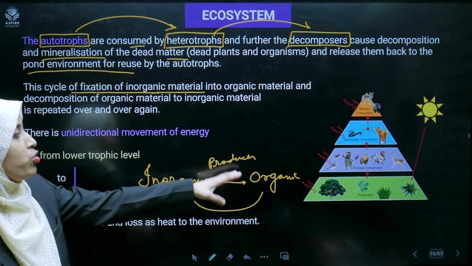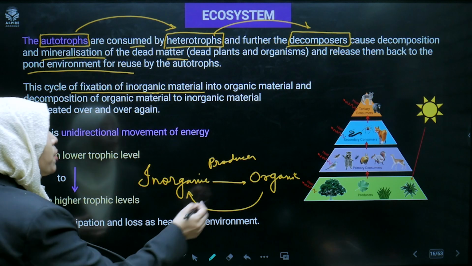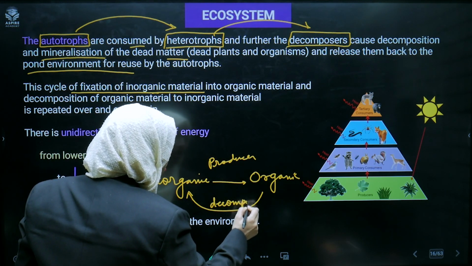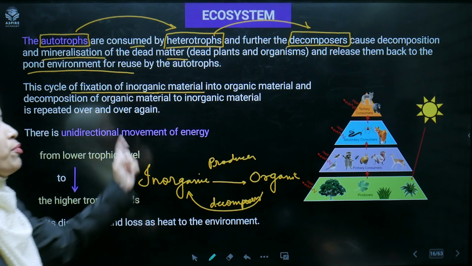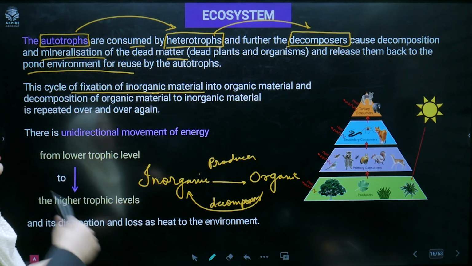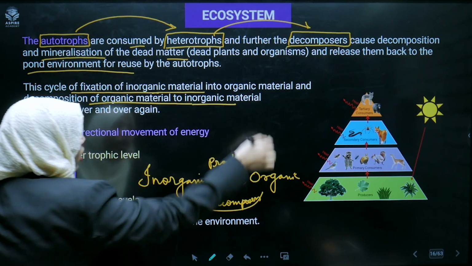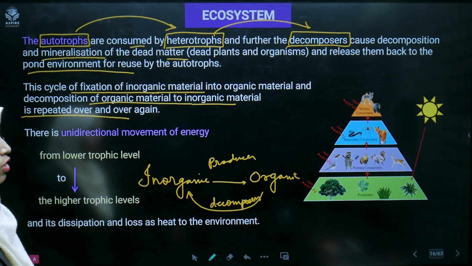अब क्या होगा, प्रोड्यूसर्स ने ऑर्गेनिक में कन्वर्ट कर दिया, ऑर्गेनिक मैटर अगेन बाय द डिकम्पोजर्स, it will again return back, decomposers will return them back to the inorganic form so that again producer can use it. तो ये एक cyclic pathway चलता है, ठीक है, decomposition of organic matter to inorganic material and it is repeated over and over and over again.